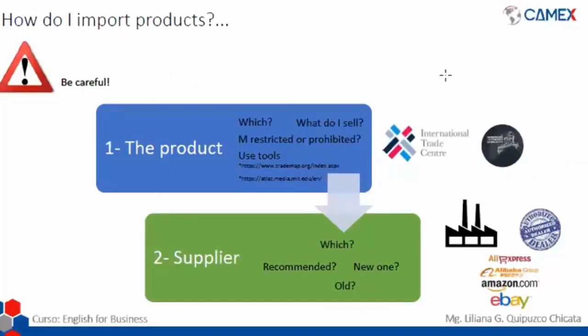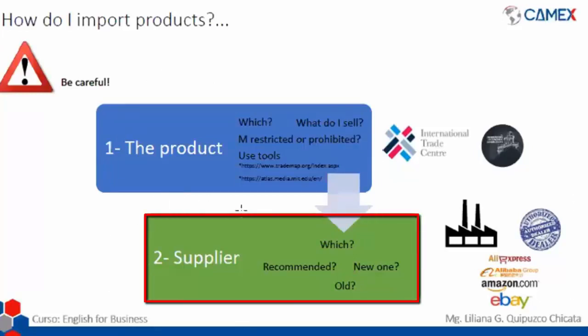This was the first step, looking for the product. Next, we're going to see looking for the supplier. In this case, which supplier? We can use three kinds of suppliers. We can use a recommended supplier.